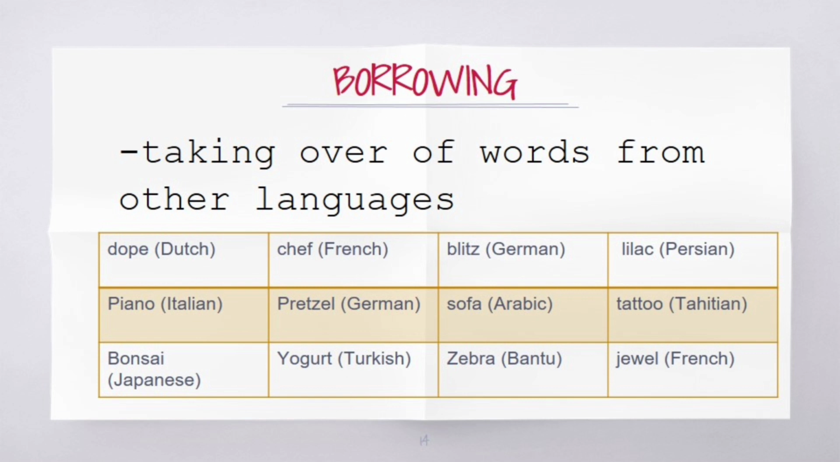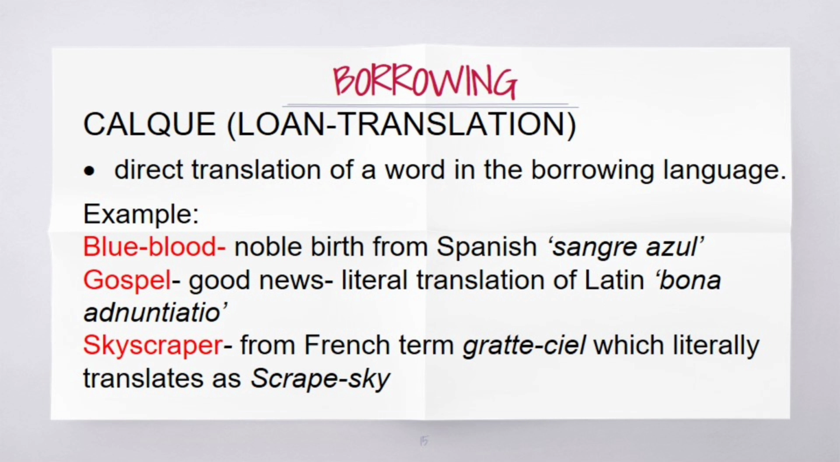Borrowing is taking over of words from other languages. Here are examples. Dope is borrowed from Dutch. Chef is borrowed from French. Blitz, German. Lilac, Persian. Piano, Italian. Pretzel, German. Sofa, Arabic. Tattoo, Tahitian. Bonsai, Japanese. Yogurt, Turkish. Zebra, Bantu. And jewel, French.